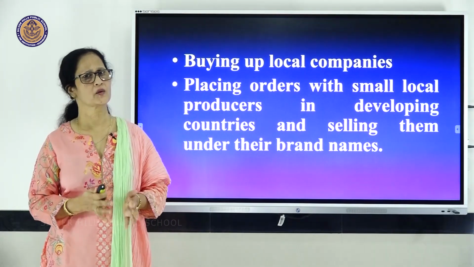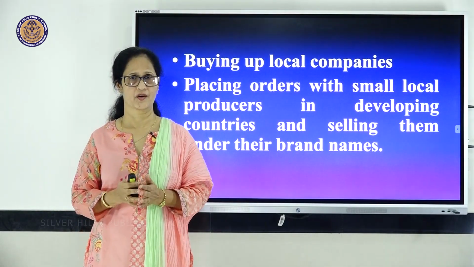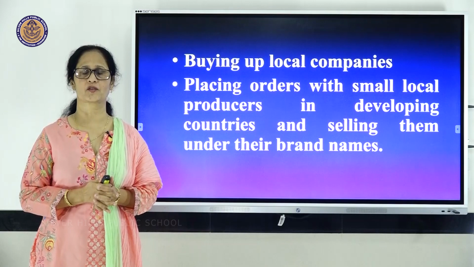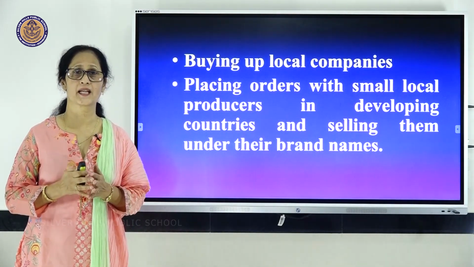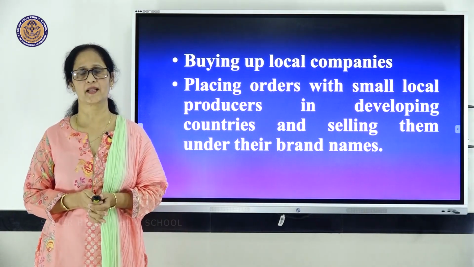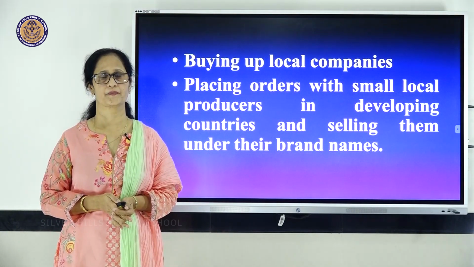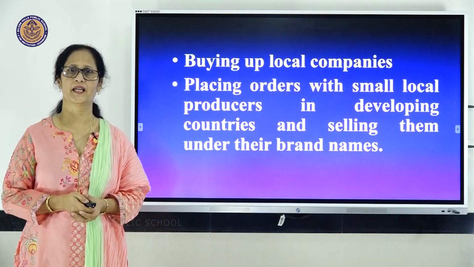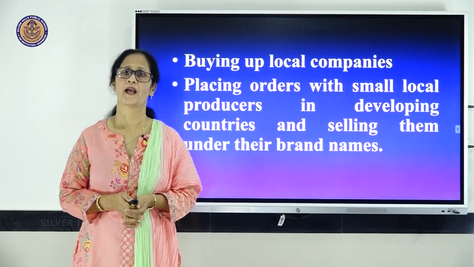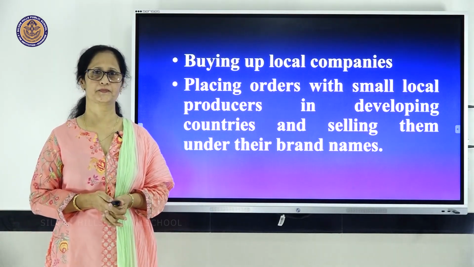You must be wondering how these MNCs are able to buy up local companies. They can do it because these monster companies are extremely wealthy, and some of the multinational corporations own wealth exceeding the total national income of some of the developing countries. So, with that kind of wealth, you can imagine the power and the influence enjoyed by these companies. The fourth method of operation by the MNCs is placing orders with small local producers, and this happens especially in items like footwear, garments and sports goods.